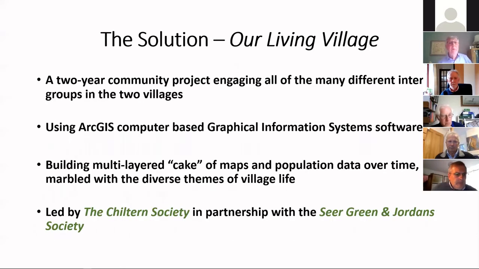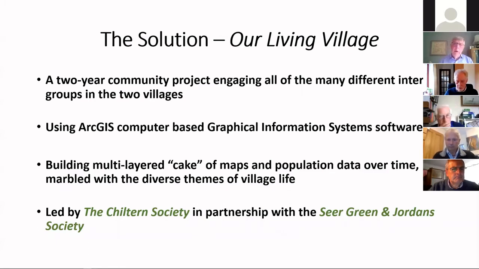Next. So the idea we came up with was Our Living Village, a 2-year community project to engage as many different groups as possible in the two villages and collect this information together in a systematic way. How are we going to put it together in this dynamic modern way? Well, we looked at GIS software, and we've selected ArcGIS, which is a commercial graphical information system software. We'll be talking about that in more detail later on, but it has the potential to allow us to do all the things that we want to do.